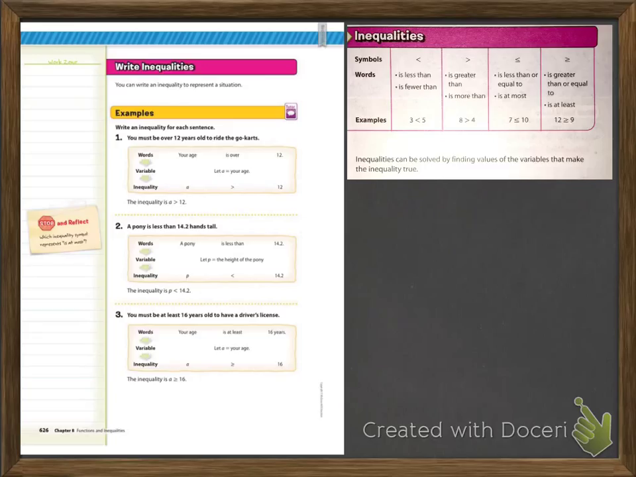So going on to our examples, number 1 says, you must be over 12 years old to ride the go-karts. Now, in words, it's saying that your age has to be over, which is the same thing as saying greater than. It's got to be bigger than 12. So the way that we would write this as an inequality, they use the variable a for age. So they said a, your age, has to be greater than 12. And that's all that you would be doing to turn a phrase into an inequality.